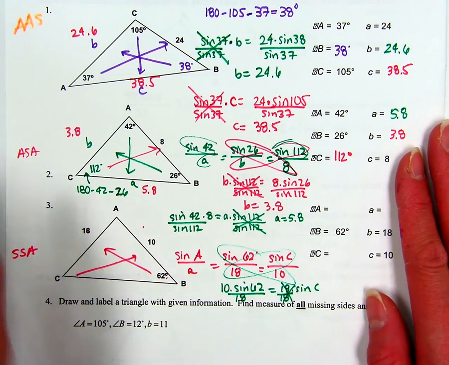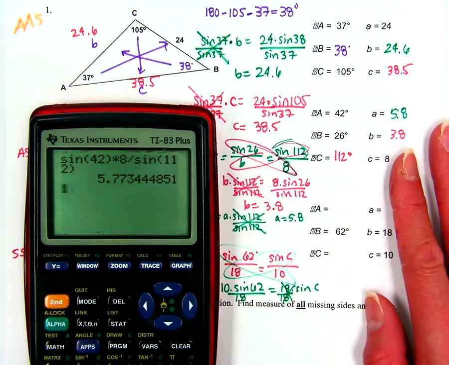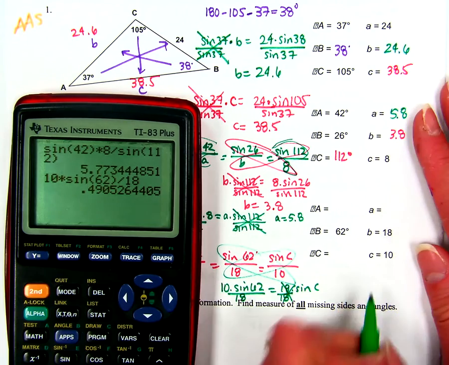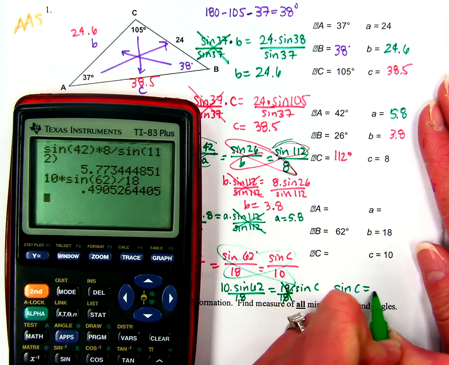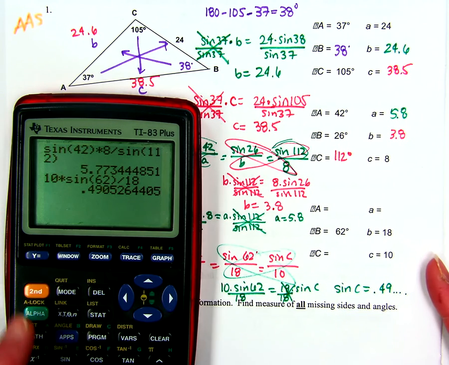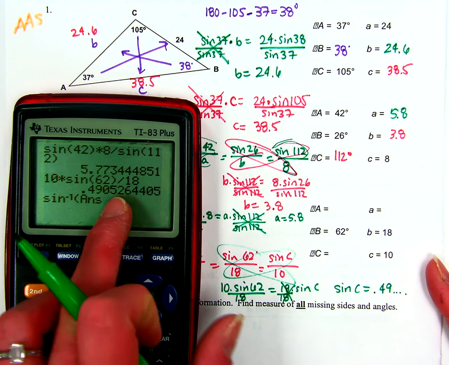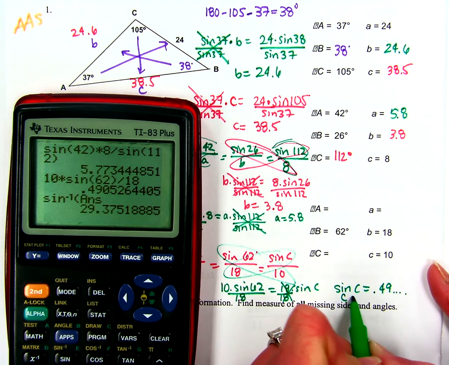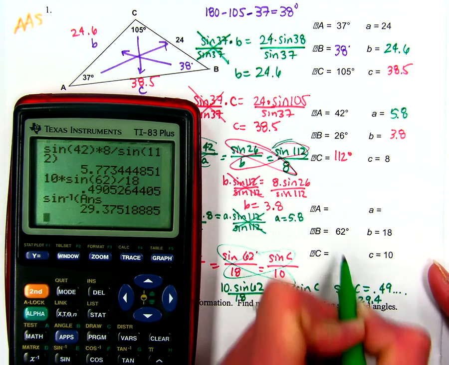All right, so if I do that, I've got sine of C is equal to 10 times sine 62 divided by 18. Now that's not my angle. This goes back to what we did the other day. Sine of C equals 0.49... So I want to do inverse sine. Anytime I want to find the angle, I want to do inverse sine of that number. So notice I just put in my answer. I got that by going to second sine. And that gives me angle C is 29.4 degrees.